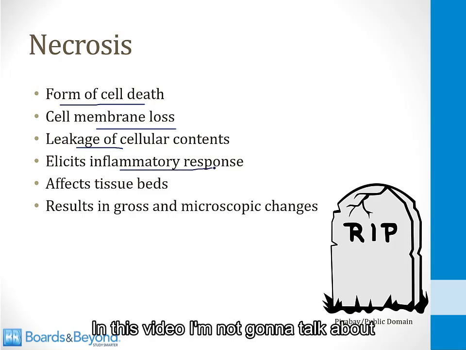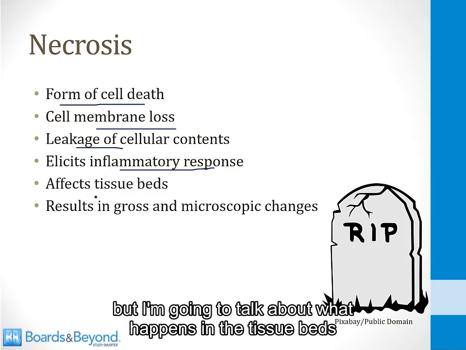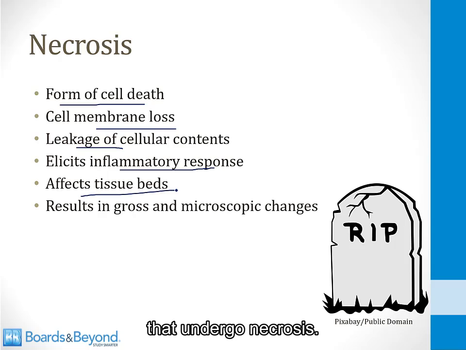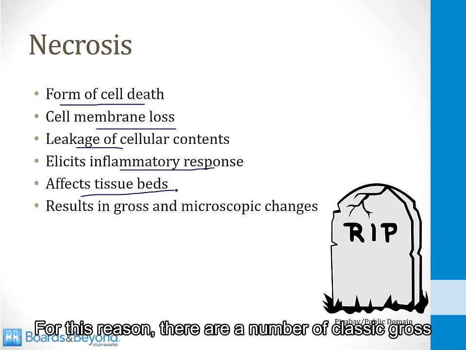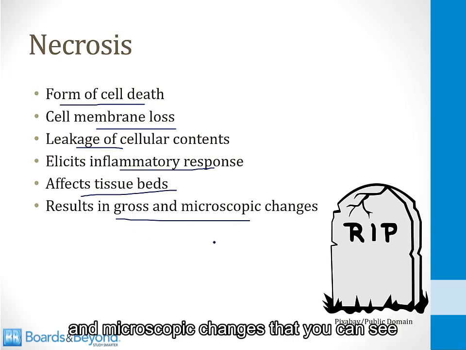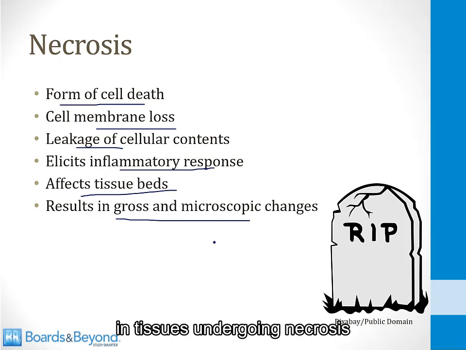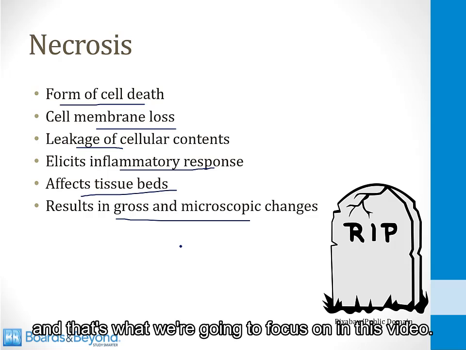In this video, I'm not going to talk about the cellular changes of necrosis, but I'm going to talk about what happens in the tissue beds that undergo necrosis. Necrosis rarely affects a single cell. It usually affects multiple cells and entire tissue beds or even entire organs. For this reason, there are a number of classic gross and microscopic changes that you can see in tissues undergoing necrosis, and that's what we're going to focus on in this video.